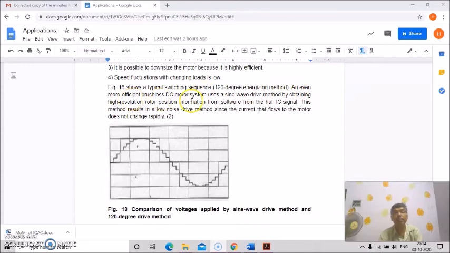Figure 16 shows a typical switching sequence of the 120 degree energization method, and an even more efficient brushless DC motor system uses a sine wave method, obtaining high resolution rotor position information from software using the Hall IC signal. This method results in a low noise drive, since the current that flows to the motor does not change rapidly. This is the comparison of the voltage applied by the sine wave drive method and the 120-degree drive method, shown in figure 18.